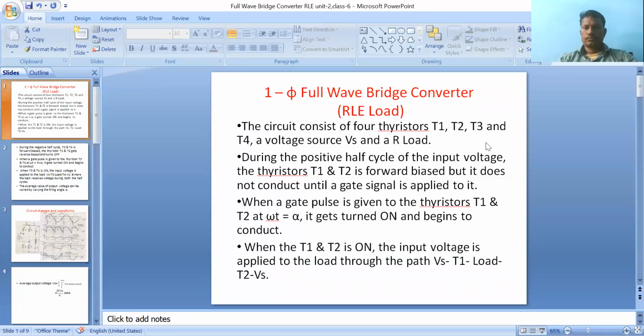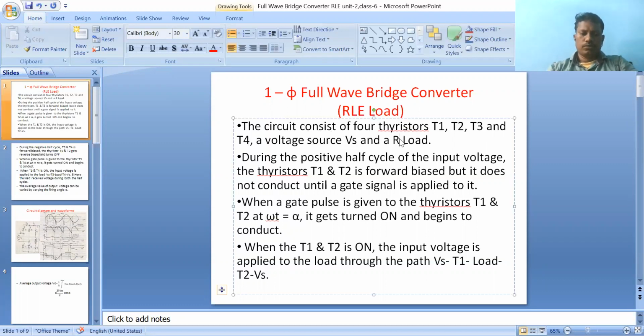Hello, this is Mastan. Today we are discussing single phase full bridge rectifier with RLE load. Let us take the circuit diagram of this. The circuit consists of four thyristors T1, T2, T3, T4 and voltage source and load R load. It is for RLE load.